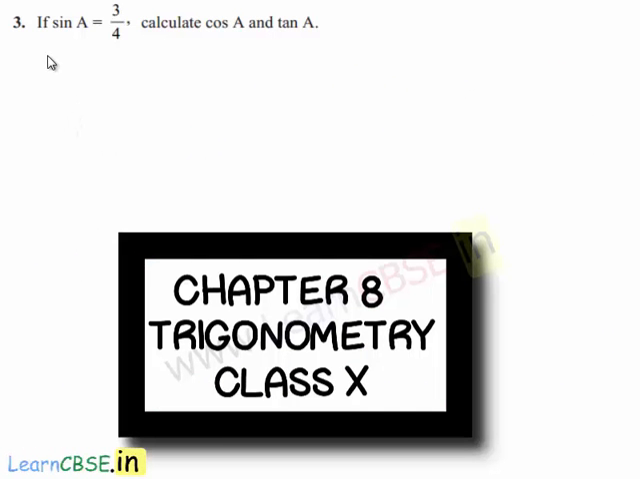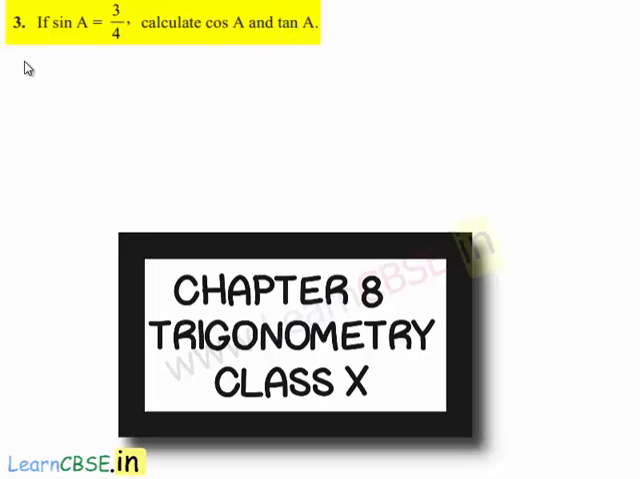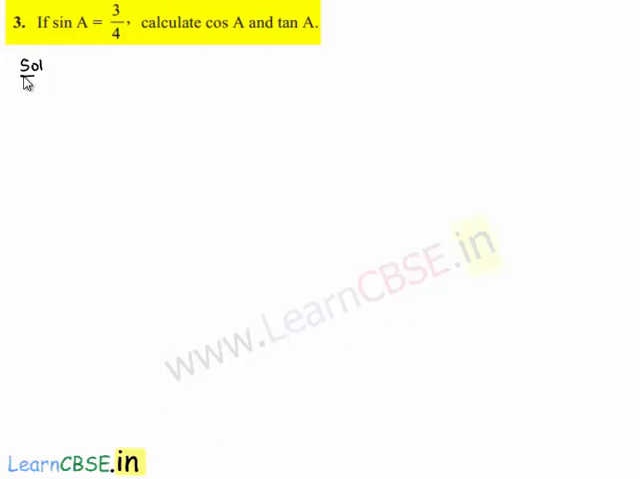Moving on to the third sum. If sine A is equal to 3 by 4, calculate cos A and tan A. Now moving on to the solution. He has given the value of sine A, that is 3 by 4, and asked us to find the value of cos A and the value of tan A.